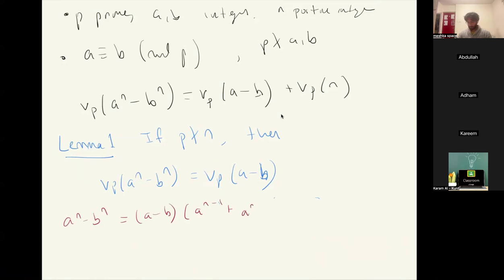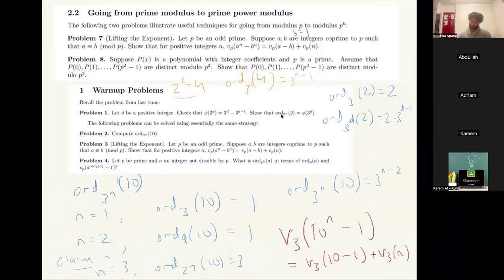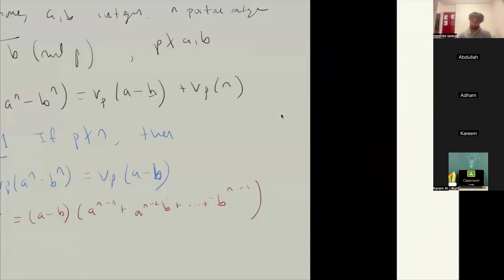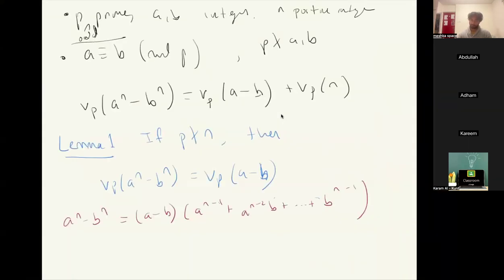Sorry, it's very important: P is an odd prime. I forgot to say this, but I think I said it in the statement. You'll see later why it's important. You'll see in the proof that it doesn't work when P is 2.